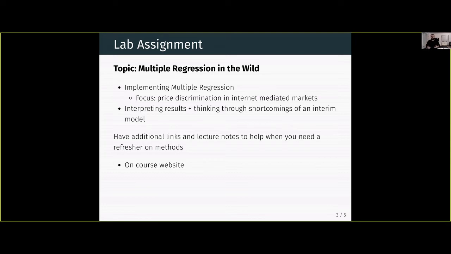The focus is going to be about price discrimination in an internet-mediated market. And I think it's a really interesting exercise to think, as my model gets more complicated, do I feel more comfortable thinking that I might have a causal relationship with at least one of my regression coefficients or one of my X variables? Or no matter how complicated that model gets, am I potentially feeling a little too nervous about that?